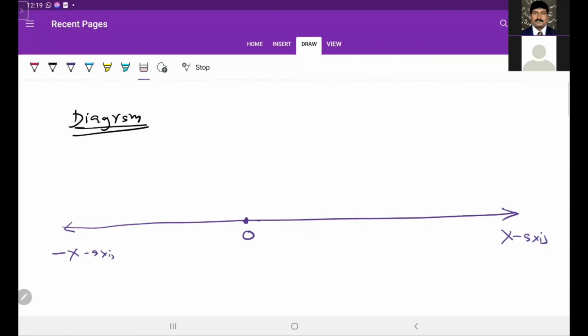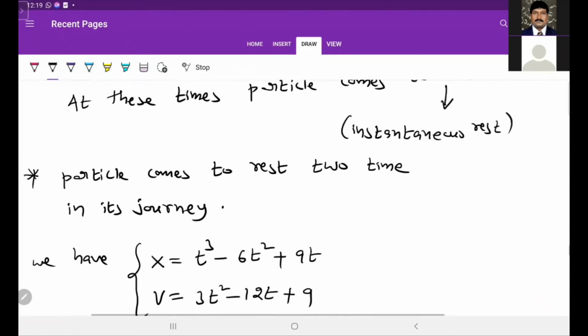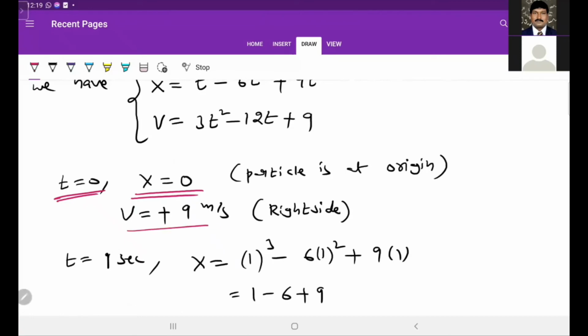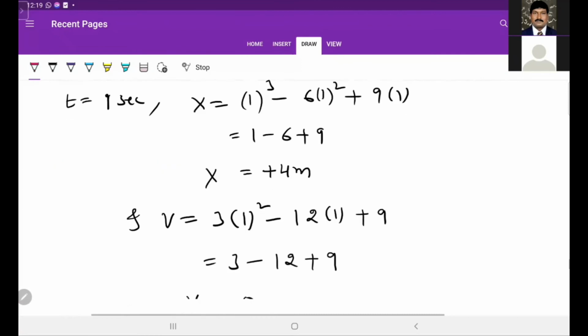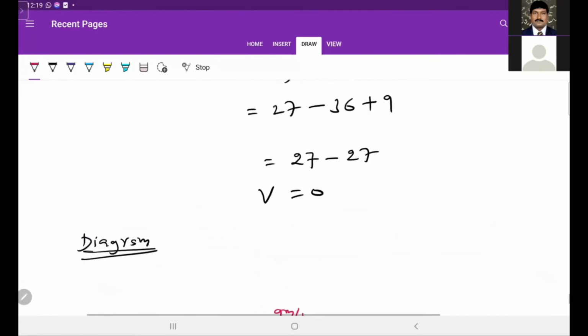Okay, first look at the first case. What happens at time t is 0? If I take time t is 0 and x is 0, at origin, what is its velocity? 9 meter per second. So draw this situation in this diagram. So particle is at origin and it is moving right side. The particle is moving right side with 9 meter per second at time t is 0, x is 0. Next, time t is 1.